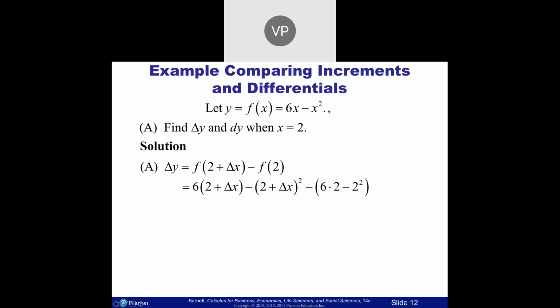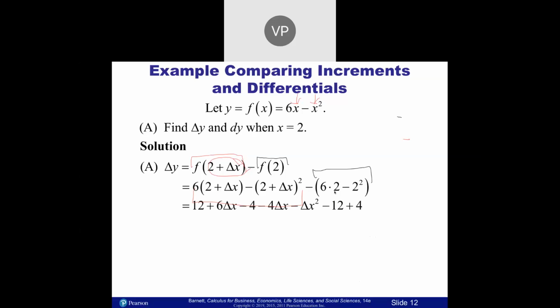I plug in 2 to this formula, I get 12 minus 4. That's what this second parenthesis is. All of this becomes this. And of course, there's a minus in front. Then all of this is that right there. Remember, we're plugging 2 plus delta x into every x of my original function. So that's why it's 6 times (2 plus delta x) minus (2 plus delta x) squared.